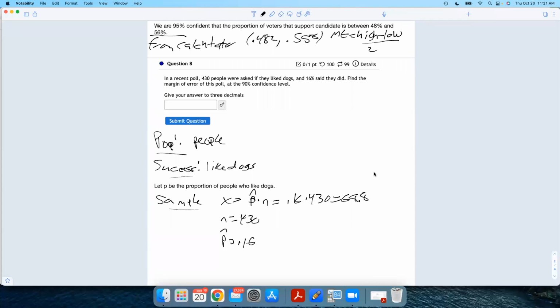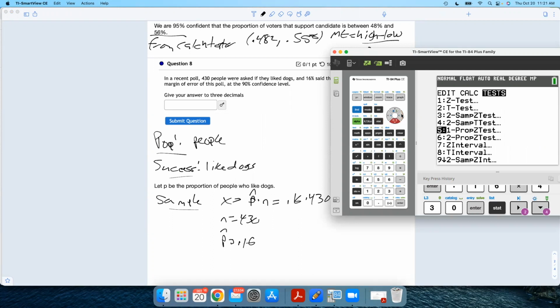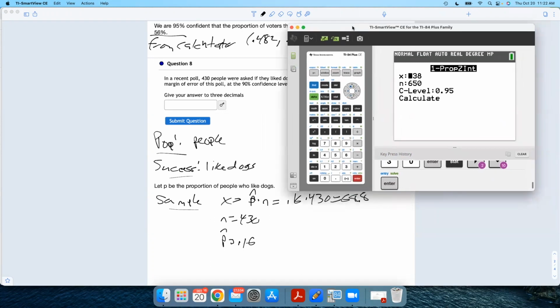Okay, look, we're going to do this on the calculator. We got our numbers. We only need a couple of numbers. We go stat over to tests. And again, this is number A, one prop interval. For X, we got 68.8. For N, we got 430. Our confidence level, it's right there, was 90%, so 0.90.